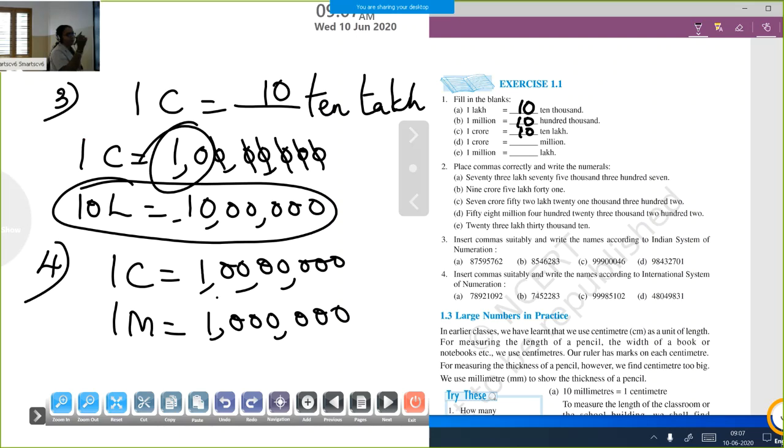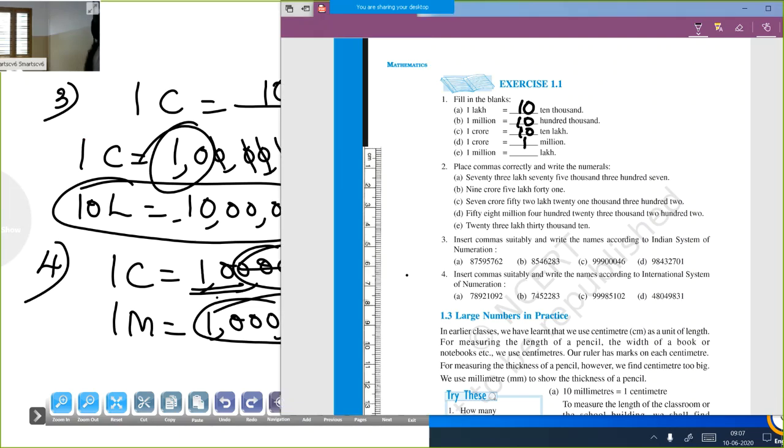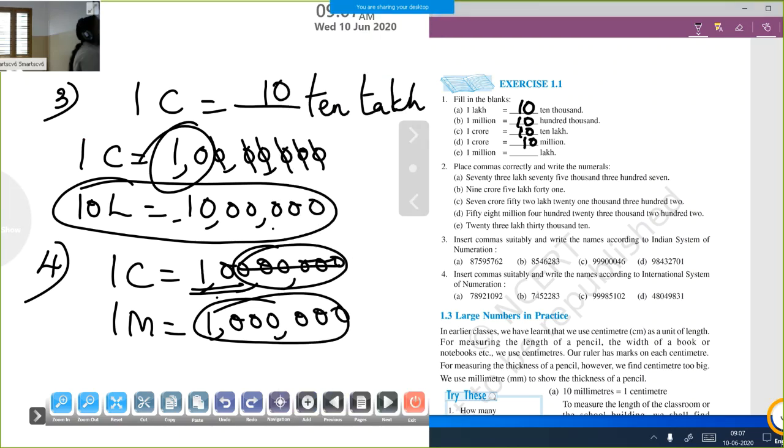Then how many millions make 1 crore? Remove those 6 zeros here, because a million has 6 zeros. Those zeros we are removing. 6 zeros are going. Then again 10. So 10 million makes 1 crore. Okay, 10 million makes 1 crore. Understood, children?